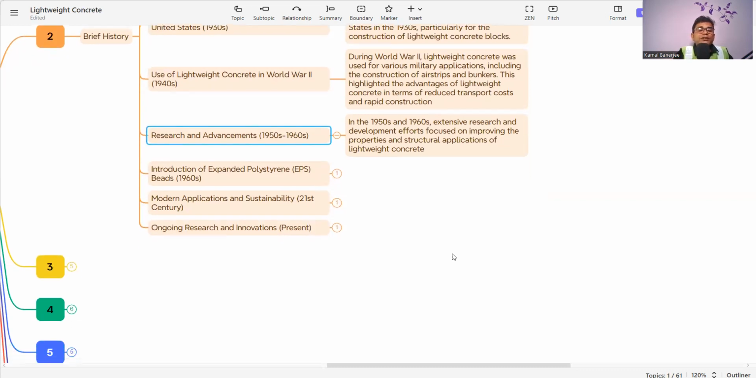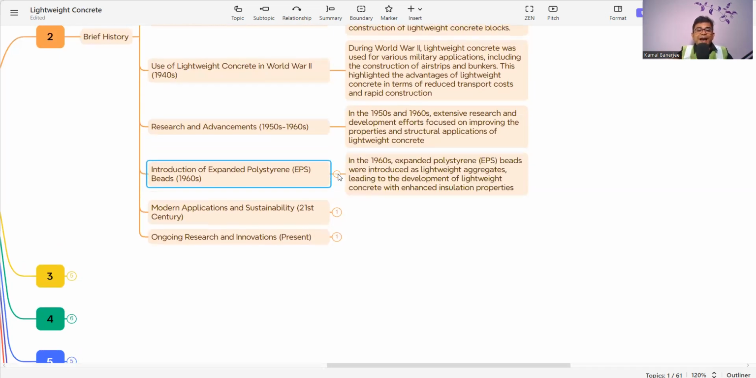Then the introduction of expanded polystyrene, that is EPS, in the 1960s. In the 1960s, expanded polystyrene boards were introduced as lightweight aggregates, leading to lightweight concrete with enhanced insulation properties. We all know that whenever we need insulation blocks, we have an expanded EPS board in between the lightweight concrete blocks, and it became widely used where insulation is required in higher amounts. So these insulation blocks were invented in the 1960s when EPS board was introduced.